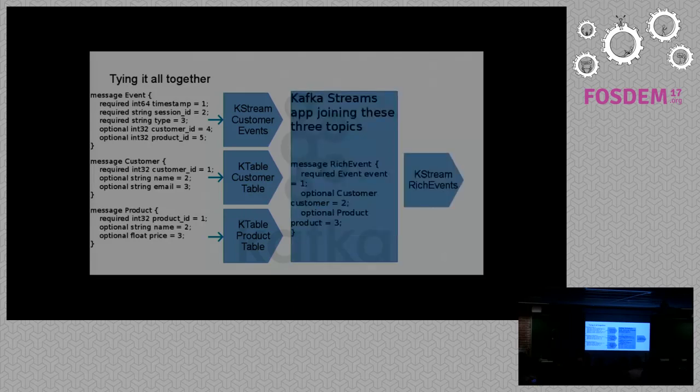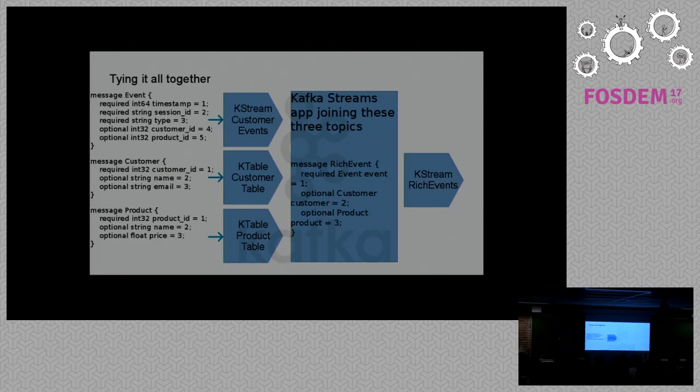Then you have a streaming application joining these three topics and emitting a new message, which is a very simple message. My rich event message basically has three fields: one event field, one customer field, and one product field. So I actually don't need to write a lot of schema definitions, because I can just import the previous ones there. And the output of this streaming application is again a stream in my Kafka cluster of these rich events.